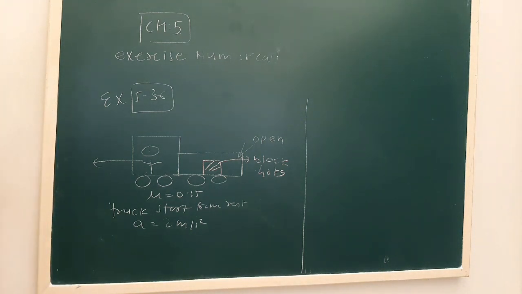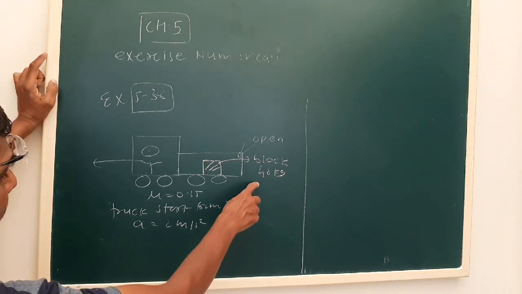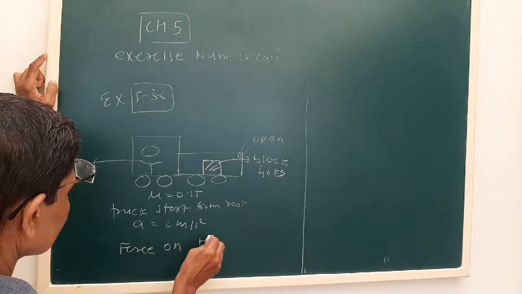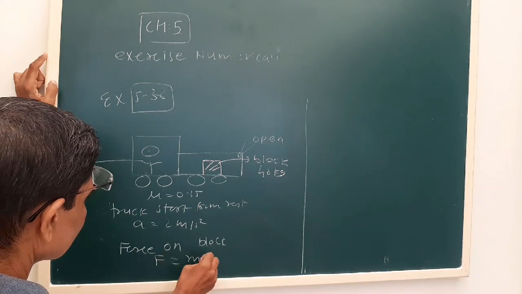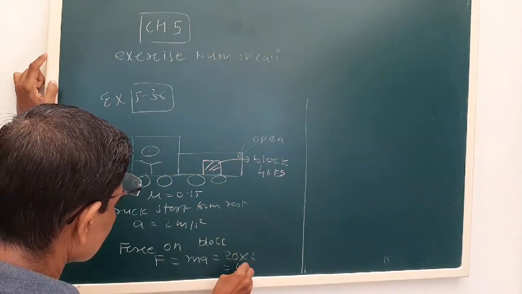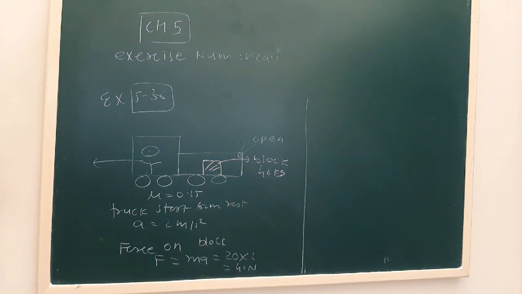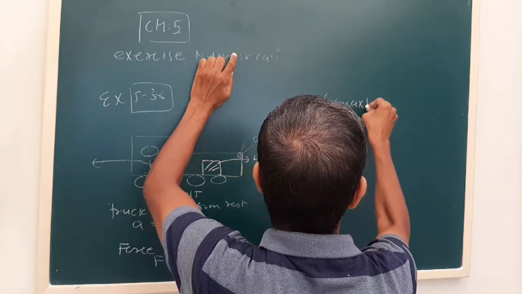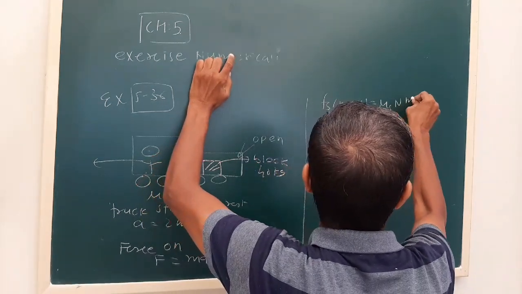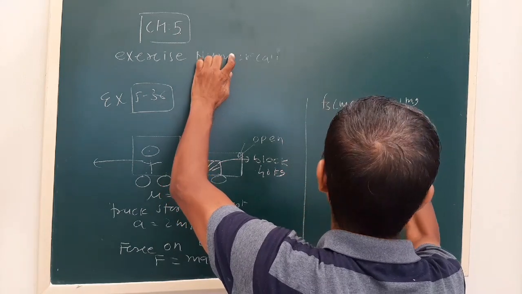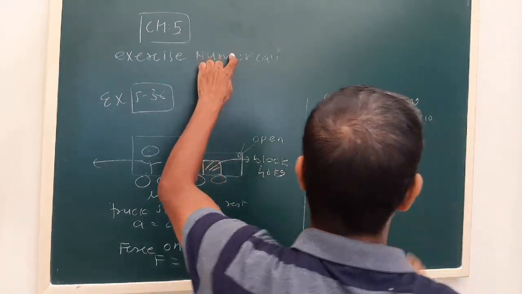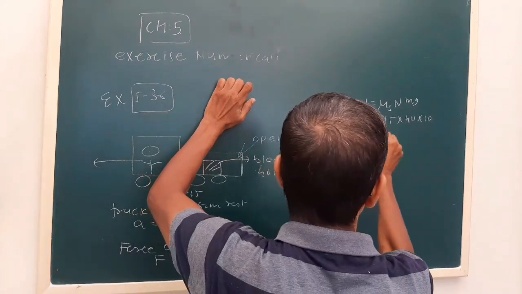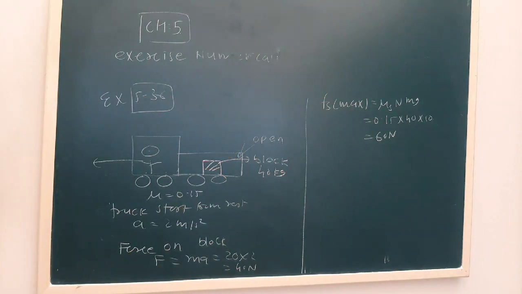Now see, mass of the block is 40 kg. So the force on the block, F is equal to ma. Now what is the maximum friction, Fs max? Mu s is 0.15, N is 40 into 10, N is mg. So if I calculate, this will be 60 Newton.